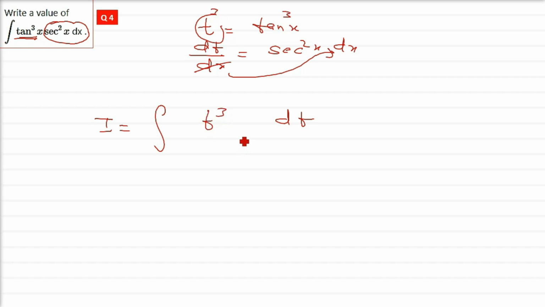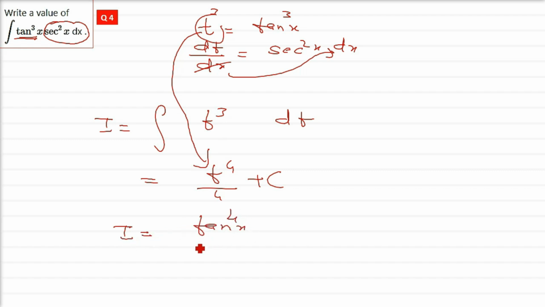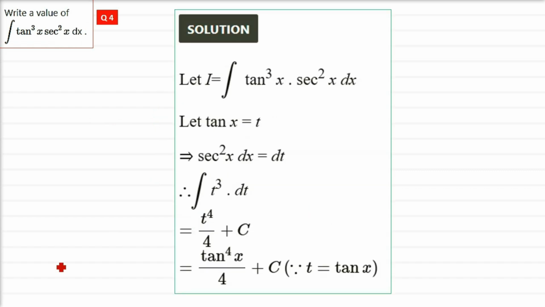Now this x raised n integration kind of thing we can apply here. It will be t raised 4 upon 4 plus c. Final replacement of t as tan x can be done, and this integration will be like this. It will be tan raised 4 x divided by 4 plus a constant of integration. And this is how this will be done, and this is a very easy question if you have done all the exercises of indefinite integrals.